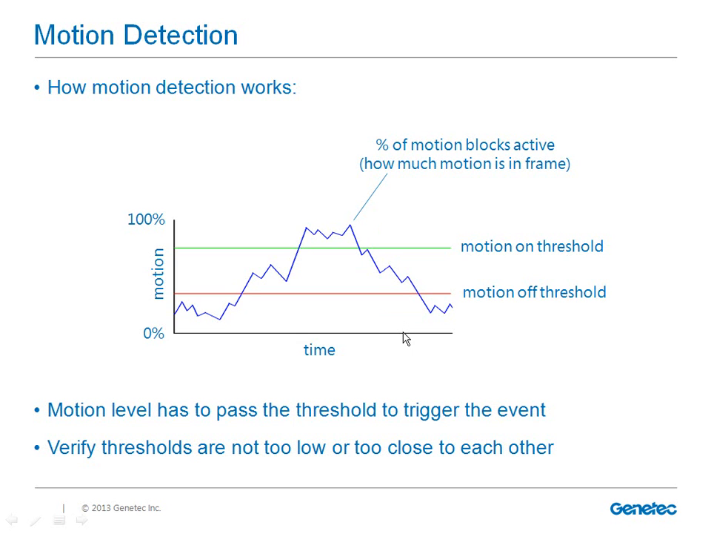So if you're seeing motion in the actual video, if you're watching the live video and you're seeing motion, but you're not seeing those motion on events come in, take a look at the thresholds. As well, you should never have them set too close to each other or set too low. If you have everything set too low, then the motion may constantly be above it. If they're set too close together, then you're never going to see any difference between the two. Too much rapid changes aren't good for it as well.